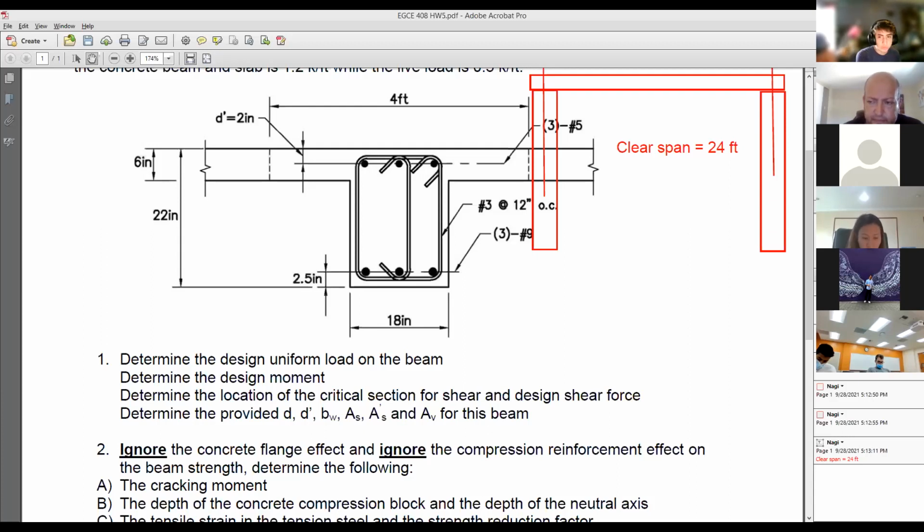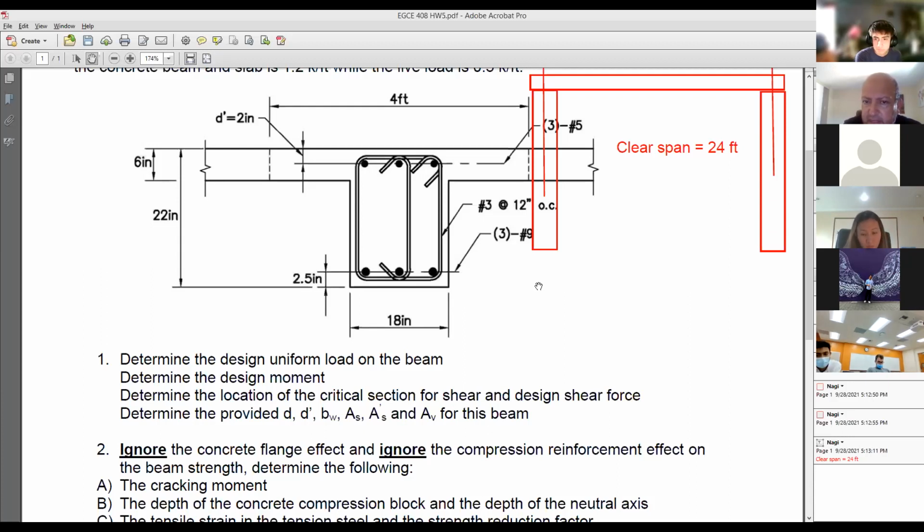So I had 2 As values. Why? You have here just 3 number 9. You see my screen? It says there's 3 number 9. So how much is As? That's 3 square inches. Okay, and how about fy? The problem said it was grade 60, so 60 ksi. Okay, 60 ksi. How about f'c? It was 3 ksi. 3 ksi. How about the width b that you use in your analysis?